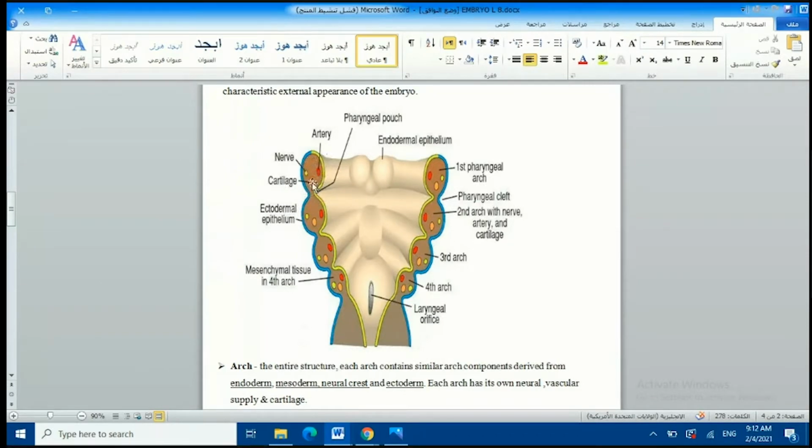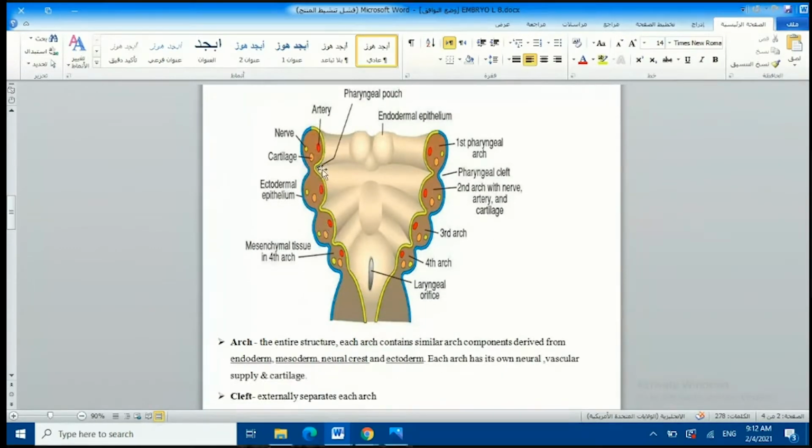Since if we need to support something, we need artery and nerve with some cartilage. Why? Because here we are forming some bones and cartilage, and we need nerves and arteries. And another thing, the structure itself will have some other structures that will specialize into the parts found in the face and the head and neck. First of all, the arch can be defined as the entire structure.